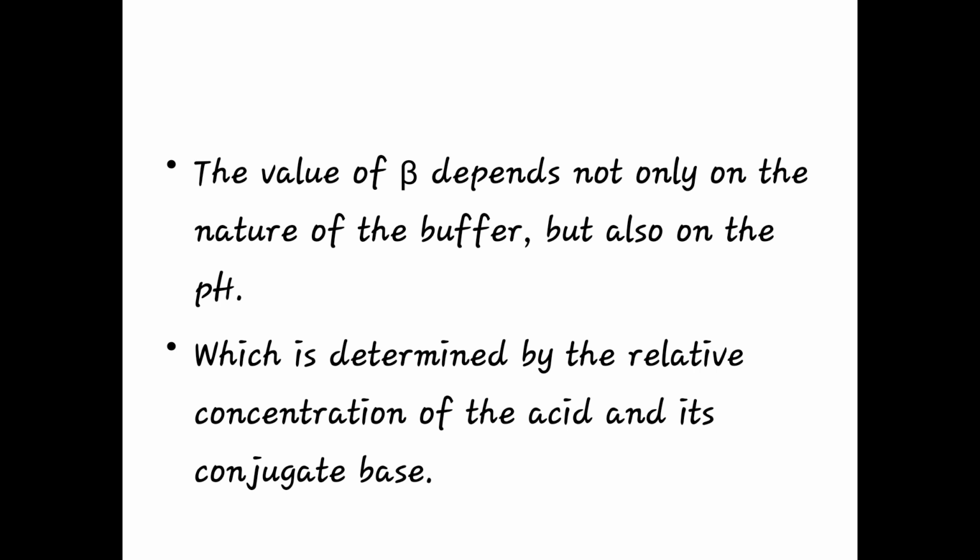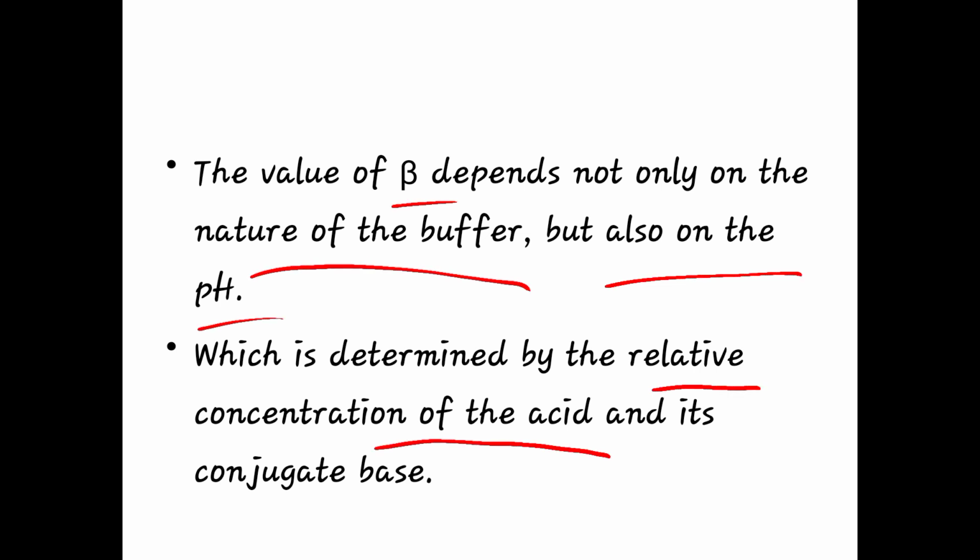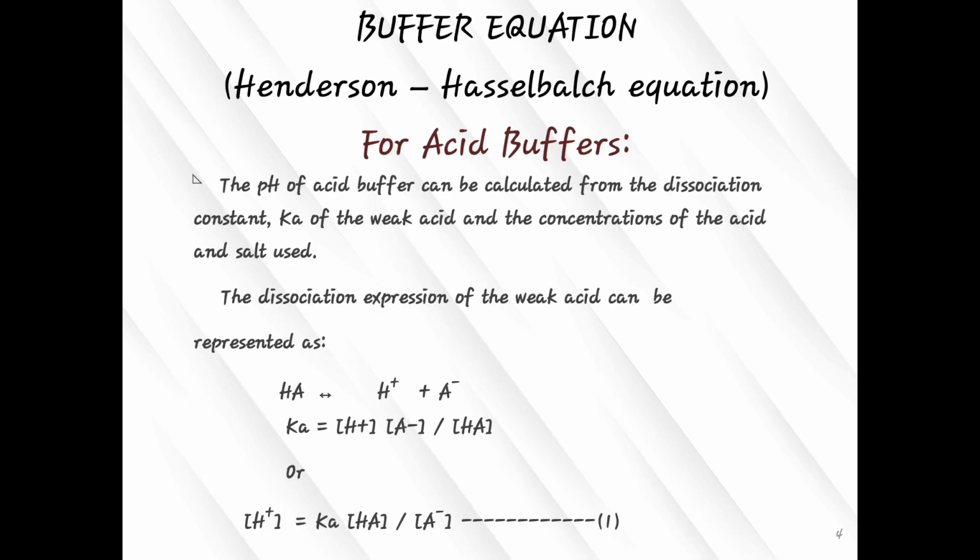The value of beta depends not only on the nature of the buffer, it also depends on the pH, which is determined by the relative concentration of acid and its conjugate base.